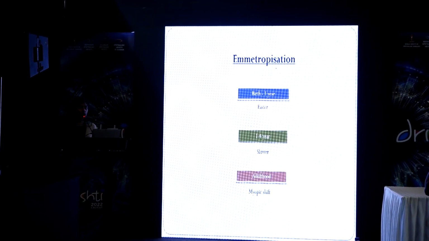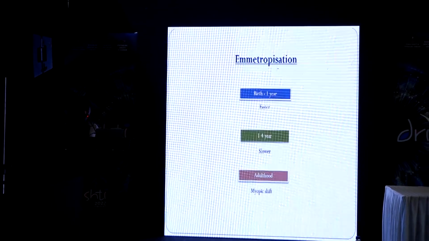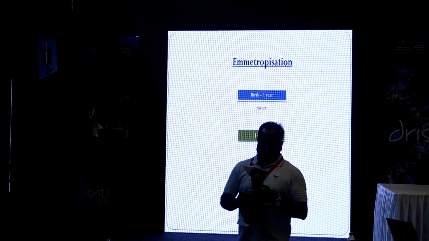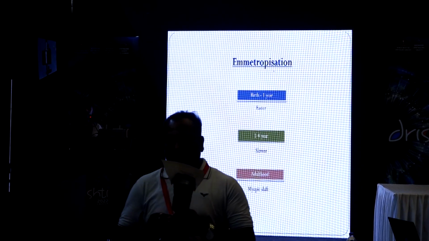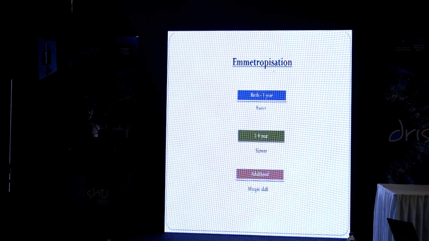So what is emmetropization? What is the importance of emmetropization? Emmetropization is a process in which the refractive error of the child is reduced and the eye becomes emmetropic. During the first years of life, emmetropization will be faster, and gradually slow down and stop at the age of 4 years. And in adulthood, there will be more chance for myopic refraction.